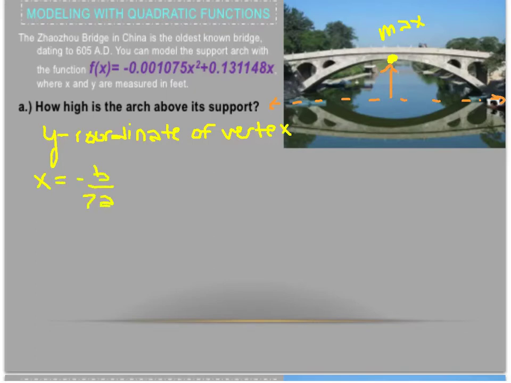So in this function here, my a is this value, and this is my b value. So negative 0.131148 all over 2a, where a is negative 0.001075. I'm going to go ahead and evaluate the denominator first.